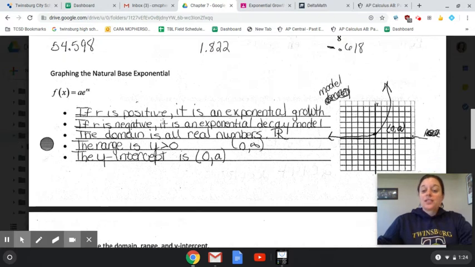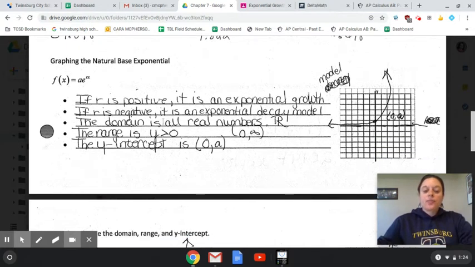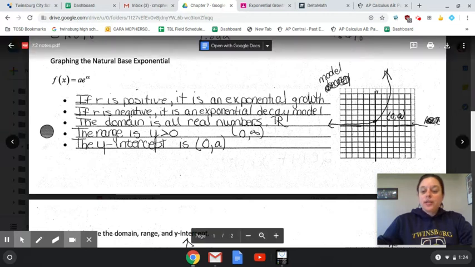We do have an asymptote with this graph, a conversation that we had before. An asymptote, again, is a line that it gets really, really close to and never touches. And it happens, again, right along this x-axis. You'll see this graph get really, really close to it and then never touch it.